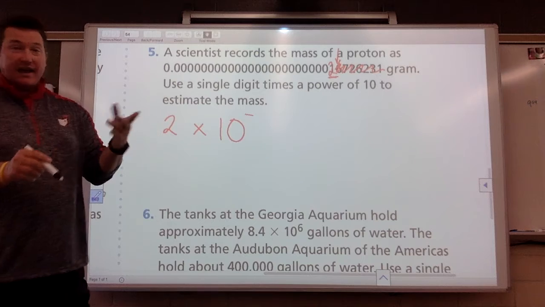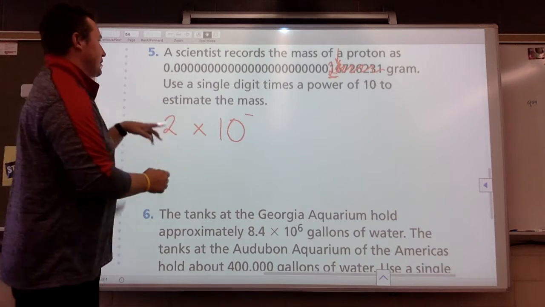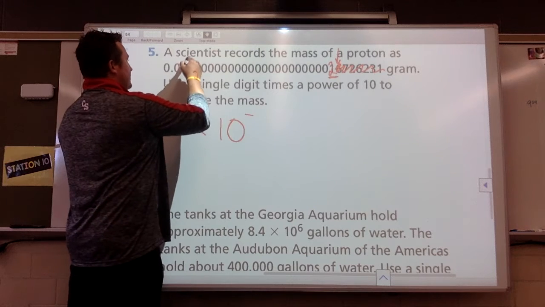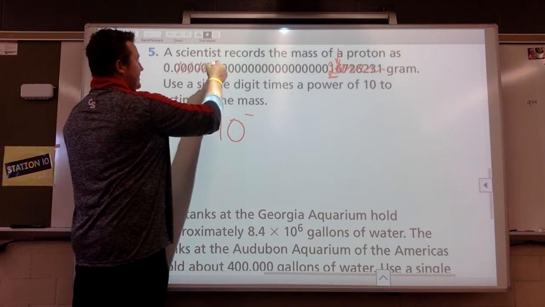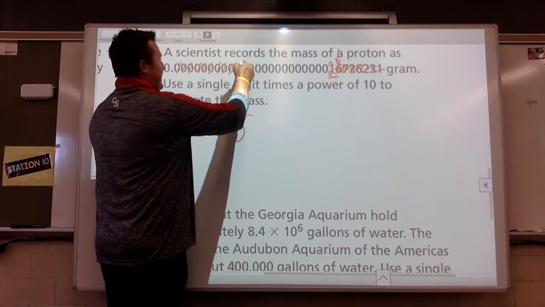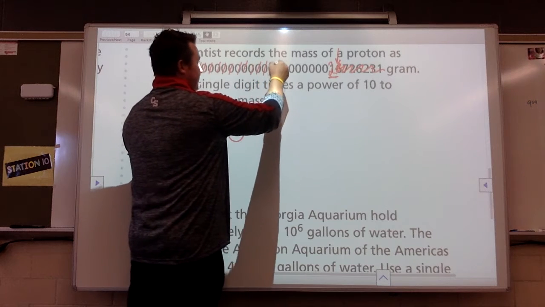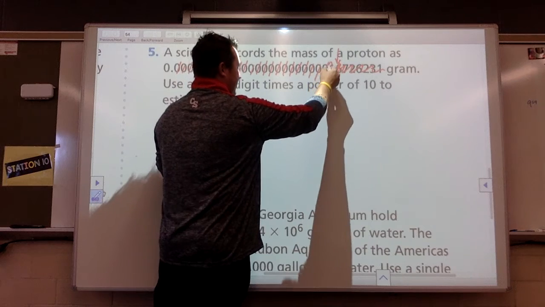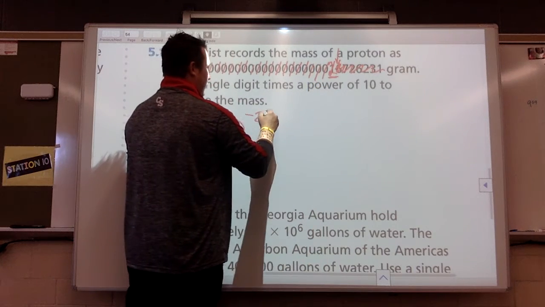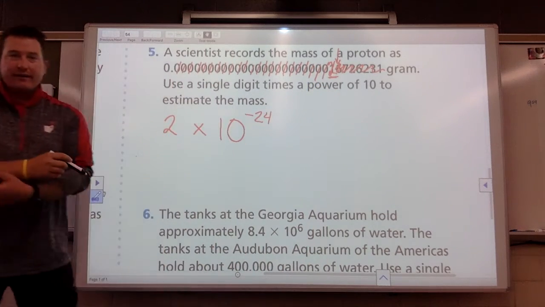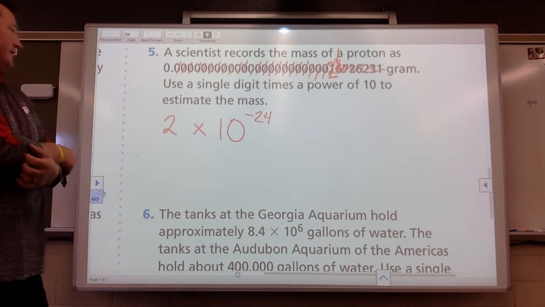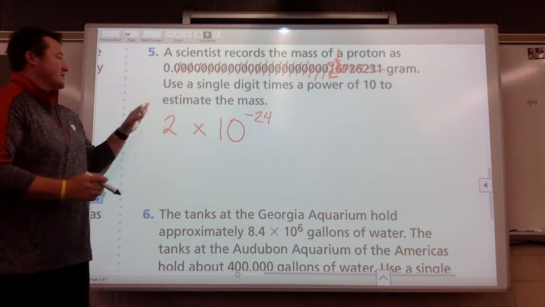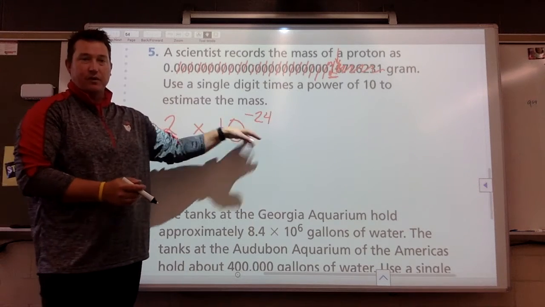Look, we know it's going to be a negative power because we're dealing with a super small number here. All right, I'm just going to do a little mark so I can count this right. 1, 2, 3, 4, 5, 6, 7, 8, 9, 10, 11, 12, 13, 14, 15, 16, 17, 18, 19, 20, 21, 22, 23, 24. Wow. That is a ridiculously small number, okay? But there it is. So 2 times 10 to the negative 24th, right?